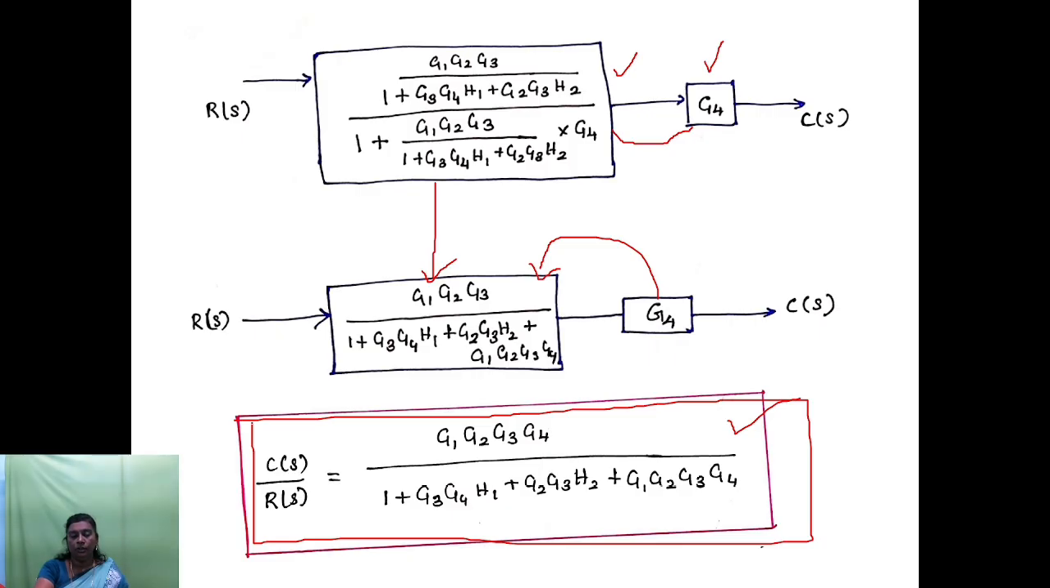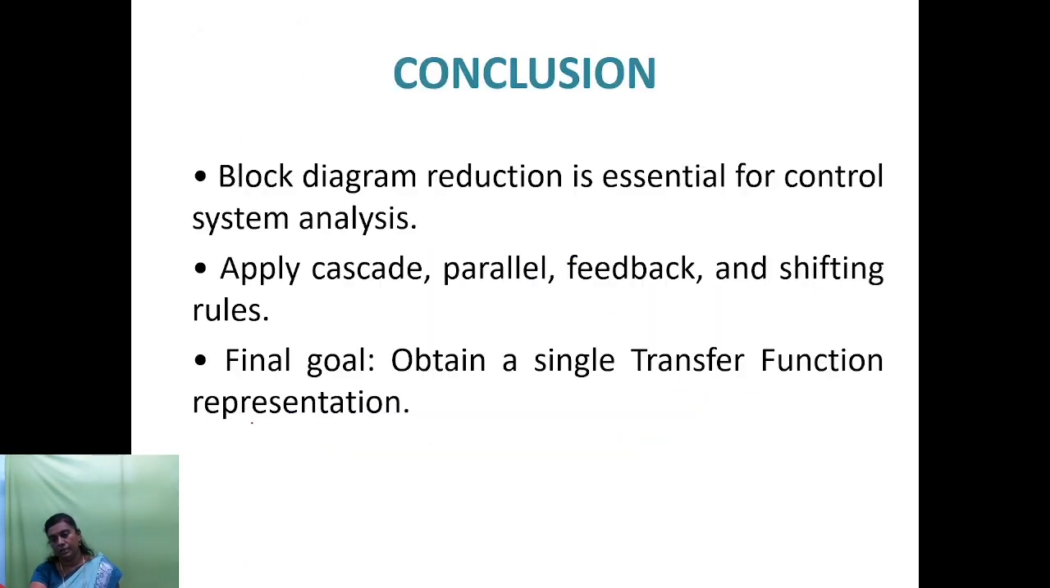So in order to get the transfer function easily, you have to apply the block diagram reduction technique. This technique is essential for control system analysis, and in order to use it we have to apply various rules. You can apply cascade, parallel, feedback and the shifting of pick-off points. According to the system you can apply different rules.